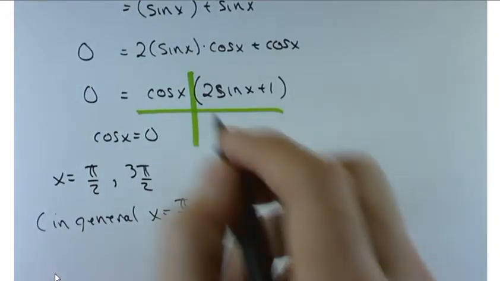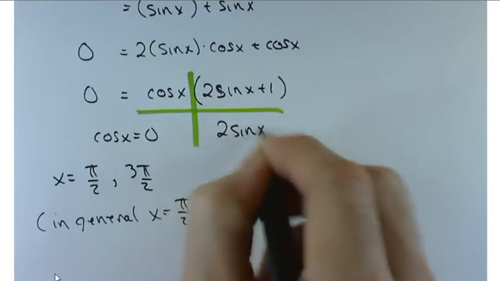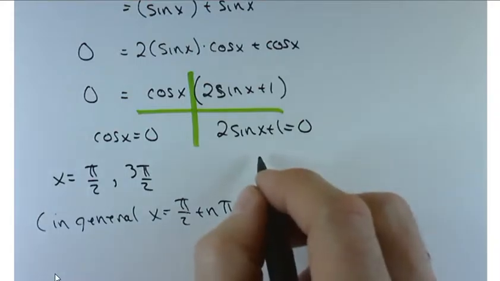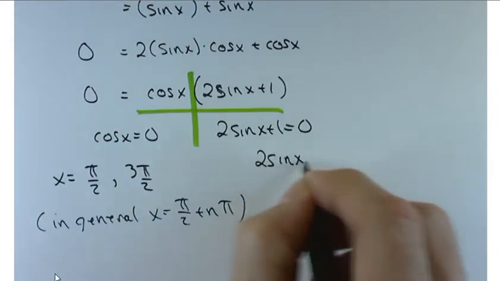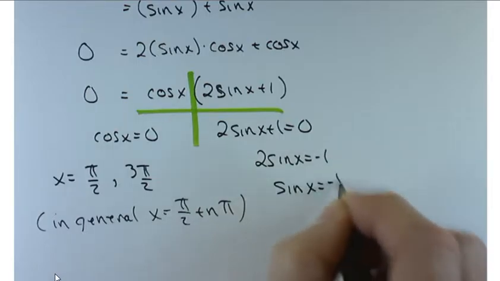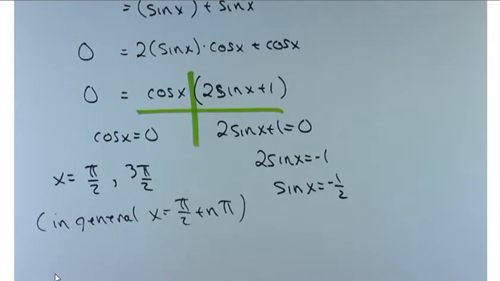Where does 2 sine of x plus 1 equal 0? Wow, I'm impressed. That was remarkably fast. Yes, that's one of them. So you get sine of x equal negative 1/2.